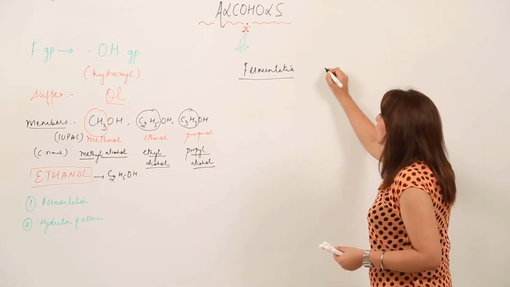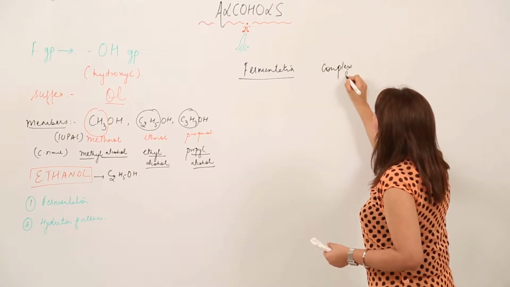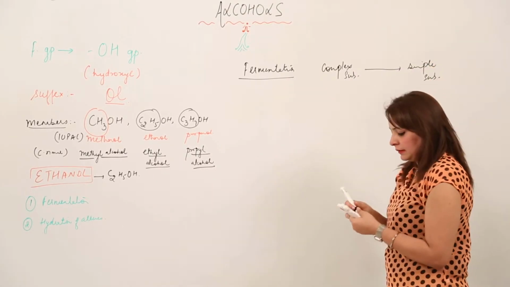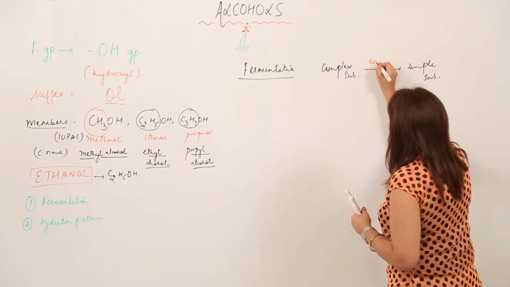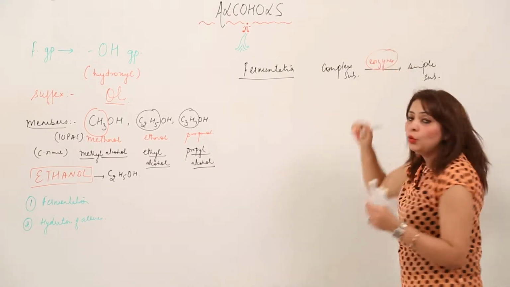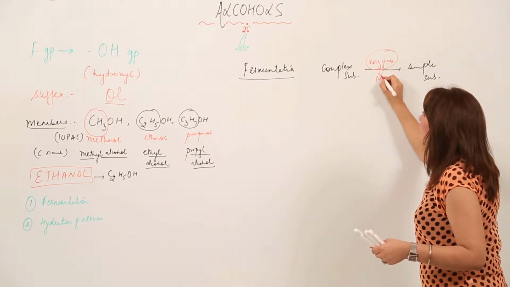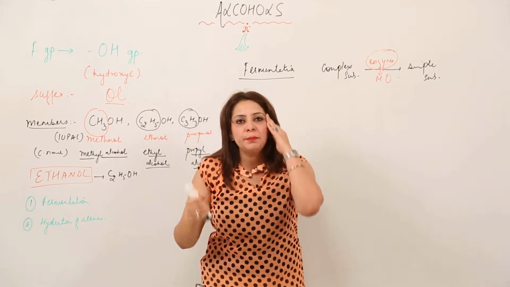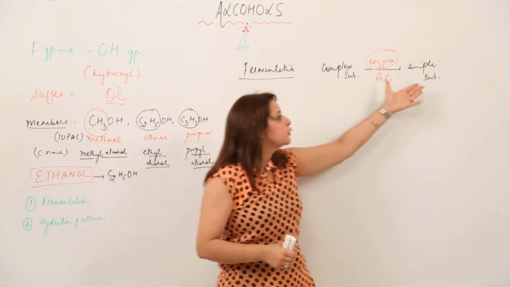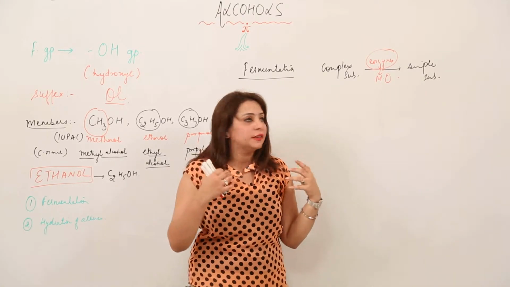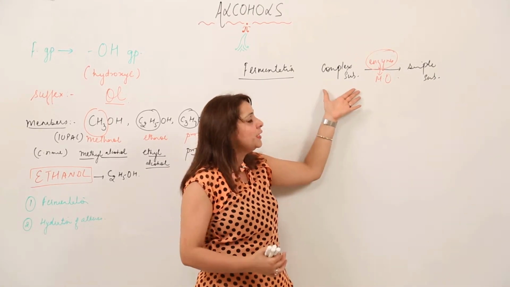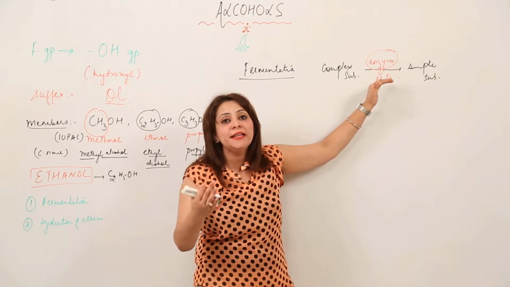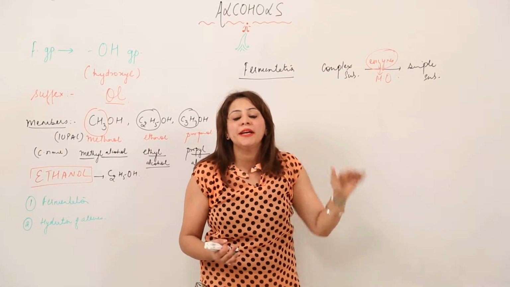Fermentation is actually the breakdown of complex substance into simple substance by the action of enzymes. And who releases these enzymes? These enzymes are released by the microorganisms. So what do we mean by fermentation? Fermentation is simply the conversion of complex substance into simple, and the factor responsible for this conversion is the enzymes, which are released by the microorganisms.